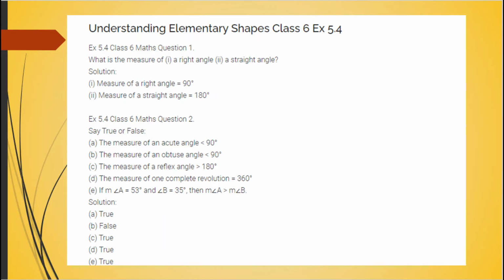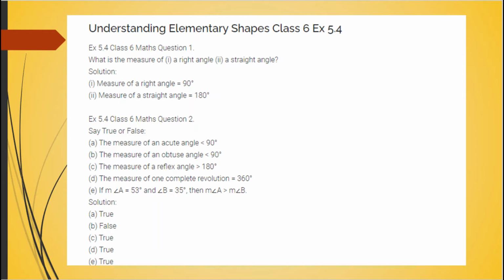In your question number 2, there is a statement: the measure of an acute angle is less than 90 degrees. That's true. Similarly, the measure of an obtuse angle is less than 90. This is not true because an obtuse angle is always greater than 90. So it is false. The measure of a reflex angle is greater than 180. That's true. And one complete revolution is equal to 360 degrees.